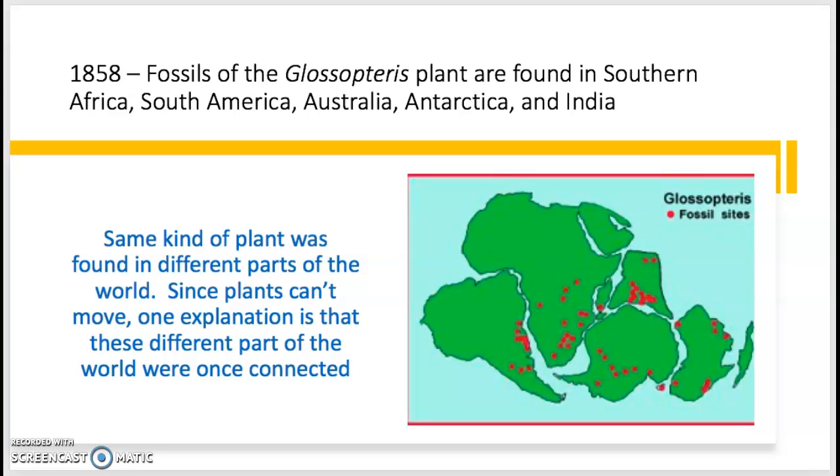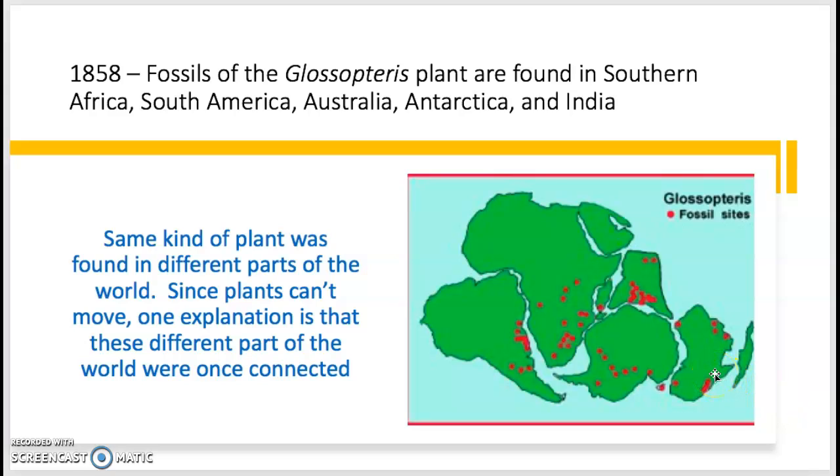Okay, so in 1858, scientists found fossils of the Glossopteris plant in southern Africa, South America, Australia, Antarctica, and India. So the Glossopteris was the same plant that they found in Antarctica. So here it is. That's what we saw in our puzzle pieces. But we also found it in India, Africa, South America, and Australia.